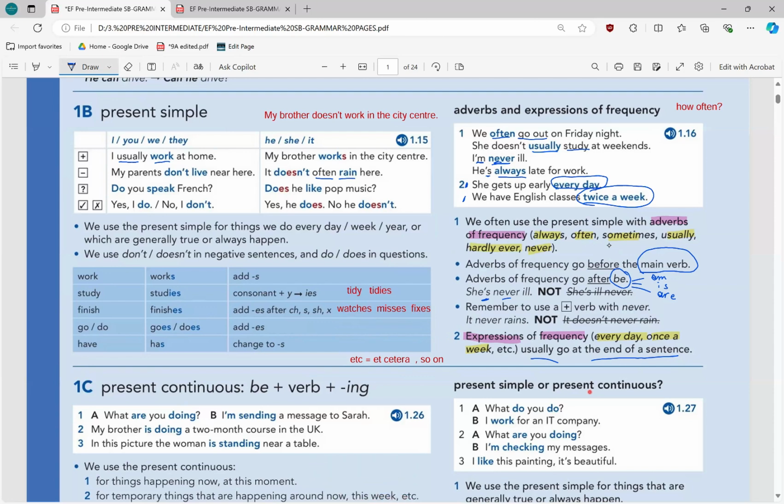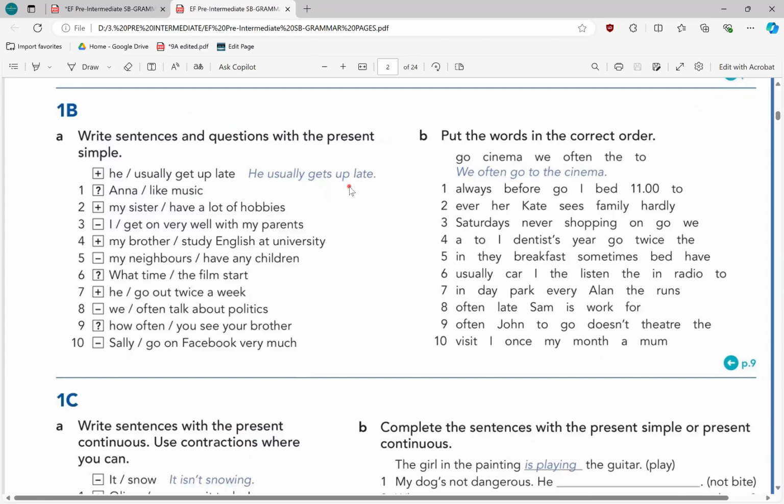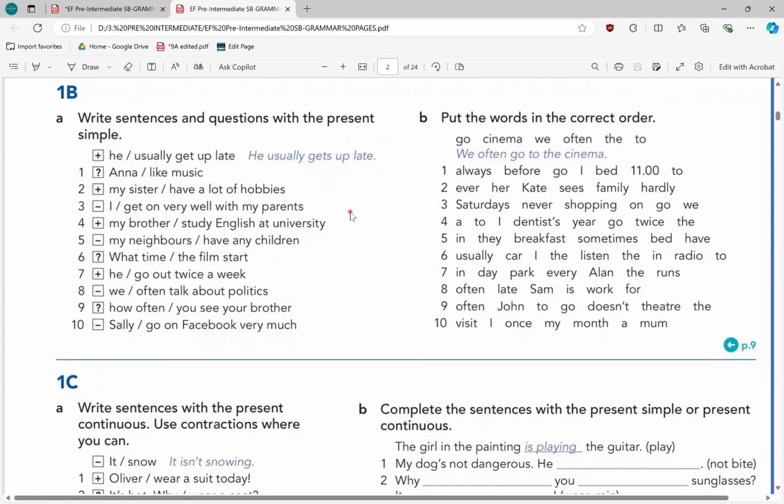Exercise. If something is not very clear, you can stop the video, go back and watch it again. I hope it will be very clear after that. So now I'm going to go to the exercise side. On the next page, 1B, you should be able to see these exercises. This relates to the 1B topic, present simple.